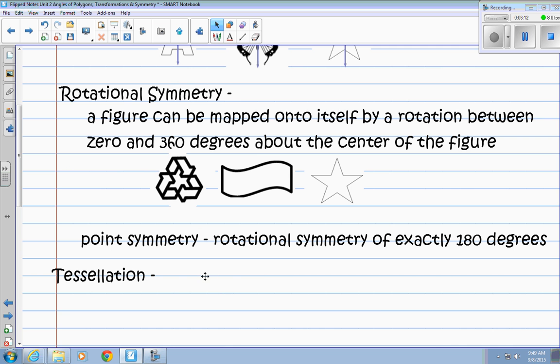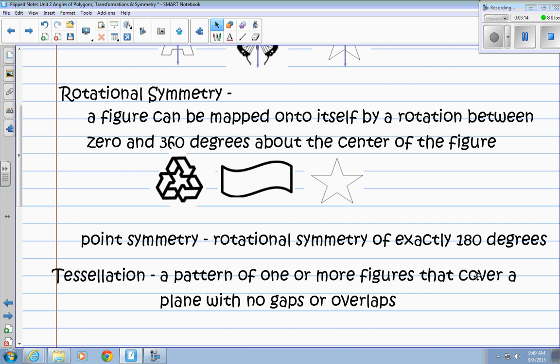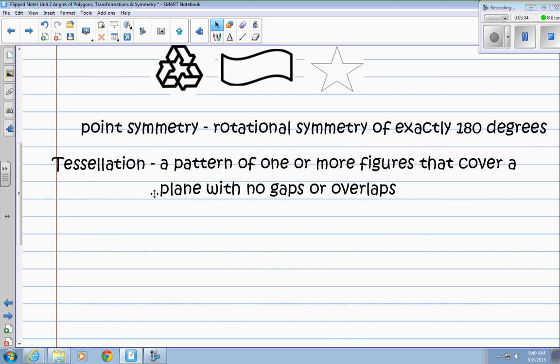And finally, a tessellation is a pattern of one or more figures that covers a plane with no gaps or overlaps. The most common example of this in the real world is tiles, tile floors, tile walls, things like that, where the tiles fit together perfectly and there are no gaps in the tiles and no places where the tiles overlap each other.